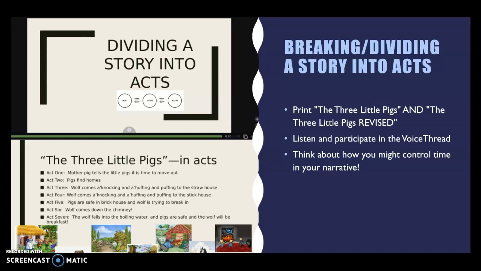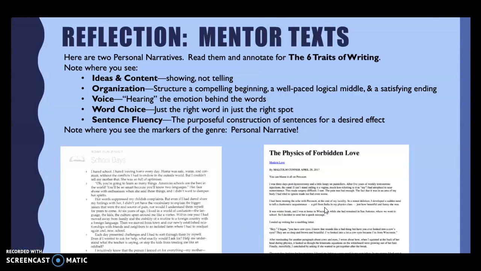Okay, so you're going to do the Voicethread. Then you're going to do some reflection and learning from experts. So there's 2 sets of mentor texts this week. The first one is this set. It's School Days by Rose Gibbo and The Physics of Forbidden Love by Malcolm Connor.